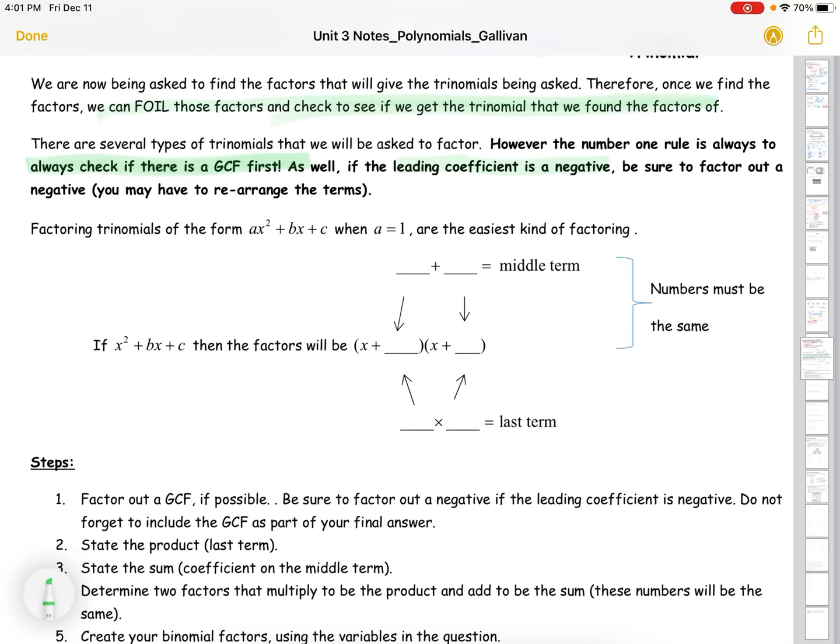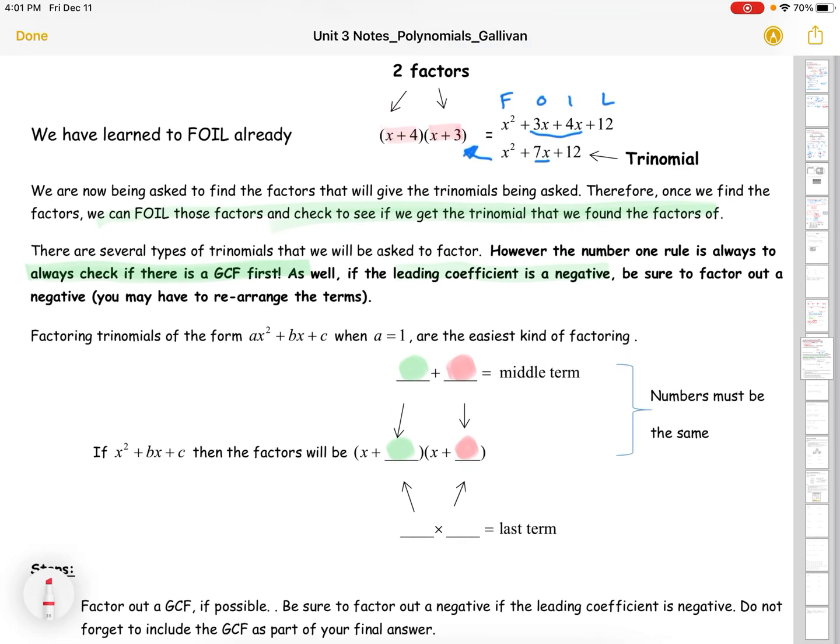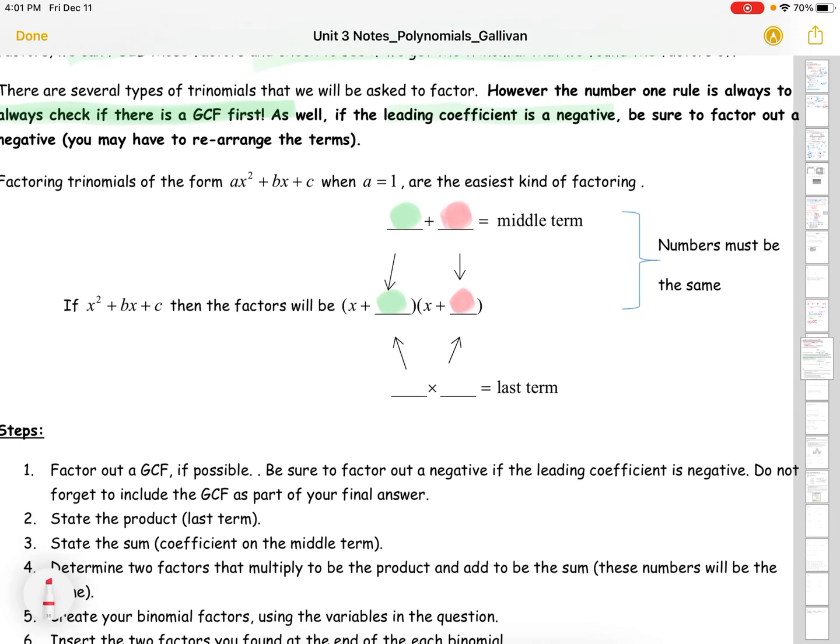So, factoring the trinomials in the form ax squared plus bx plus c when a equals 1 is the easiest kind of factoring. The big thing we learn is that whatever numbers are in your binomials, they add together to give you your middle term, right? So where we had this one up here with a positive 4 and a positive 3, when we added them together, we got our middle term of 7, okay?